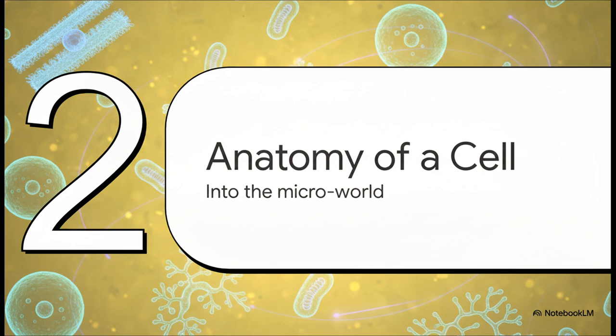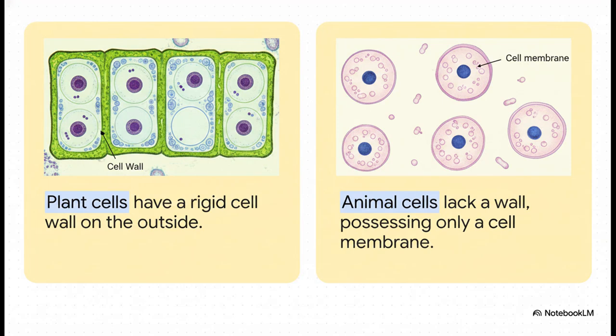Moving on to section 2, anatomy of a cell, crossing the boundary into the micro world. Now that we know the overarching rules, let's zoom in and look at the physical geography of a typical cell. If you've ever looked at an onion peel under a microscope in a biology class, you were looking at typical plant cells. If you looked at human cheek cells, you were seeing typical animal cells. Now, there are 2 key differences here regarding their outer boundaries. Plant cells have a distinct, rigid cell wall on the very outside, with the cell membrane situated just inside it.